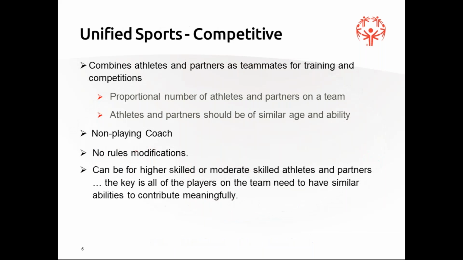In Unified Sports Competitive, it combines athletes and partners as teammates for training and competition. So the teams are proportional numbers of athletes and partners. And when we say that if there's 5 on a team, please note that the athletes always have 1 more than the partners on the field. So if there's 5 players, we have 3 athletes and 2 partners on the field.